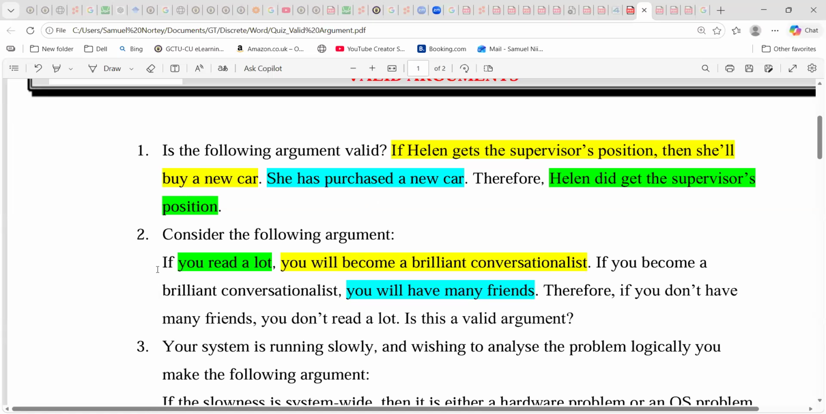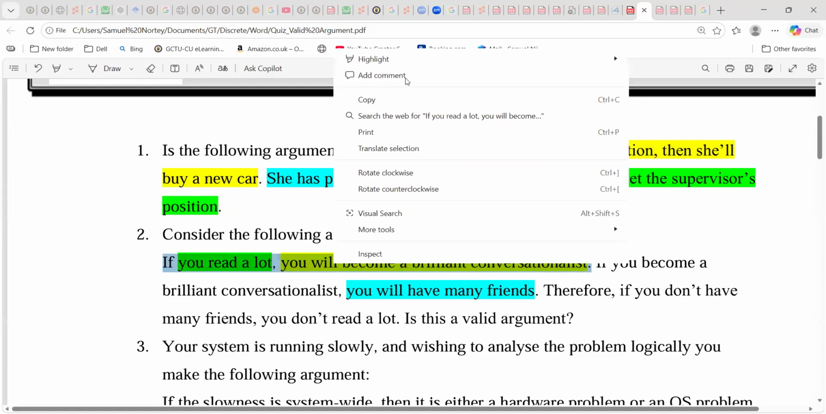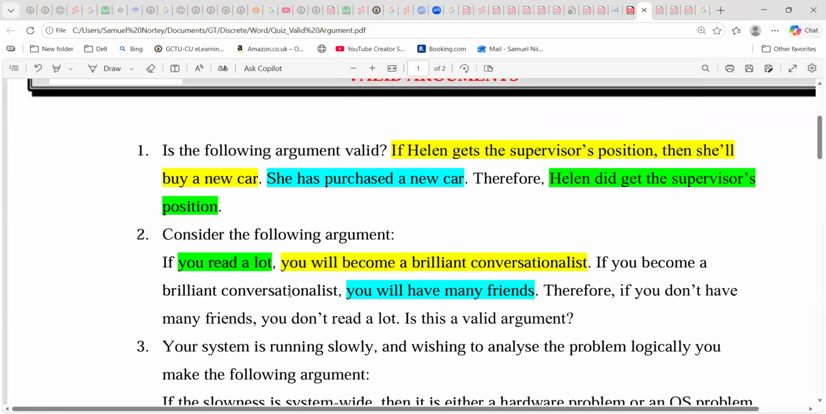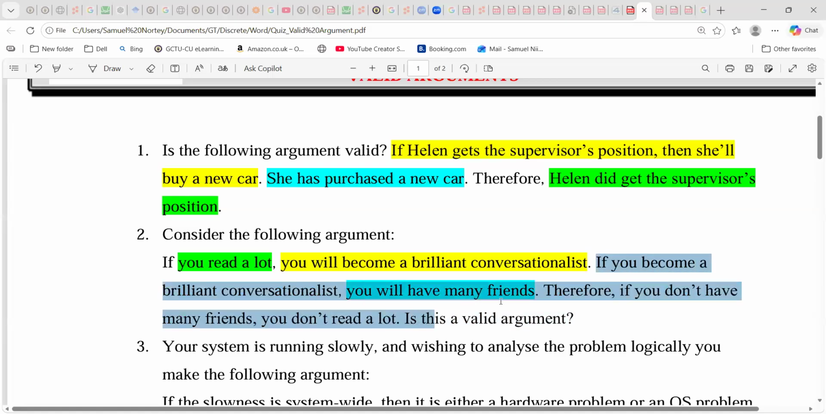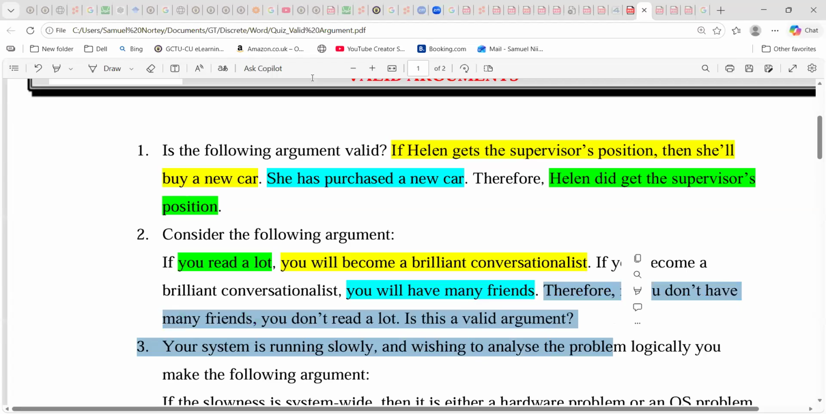So we are going to look at this question. If you read a lot, you will become a brilliant conversationalist. Then if you become a brilliant conversationalist, you will have many friends. Therefore, if you don't have many friends, you don't read a lot. Is this statement valid or not valid?